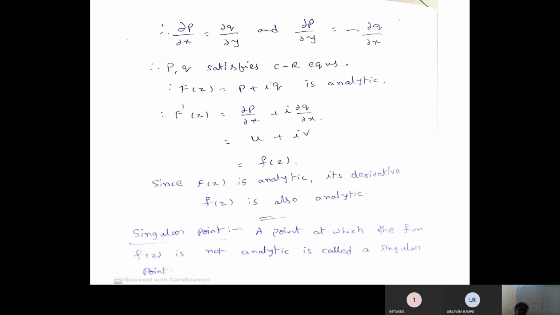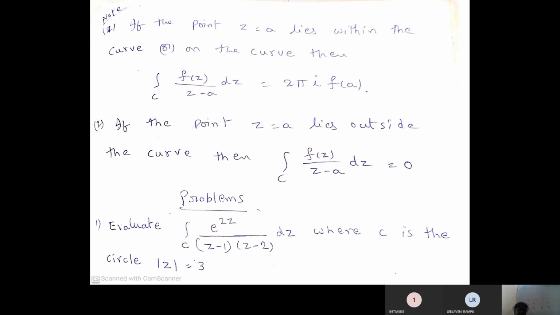If a function is not analytic at a point, then that point is called a singular point. Next, let us look at the note. If the point z equal to a lies within the curve or on the curve, then integral over c f of z by z minus a dz equal to 2 pi i into f of a. This is Cauchy's integral formula.